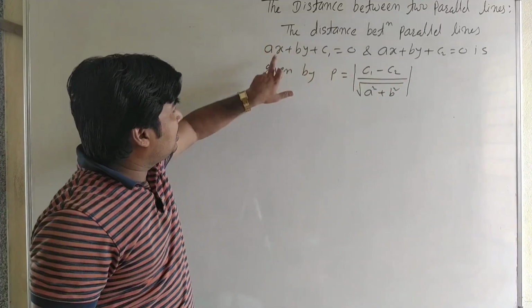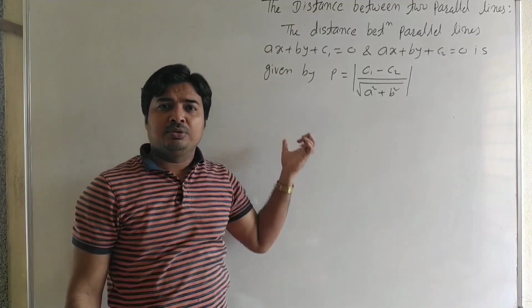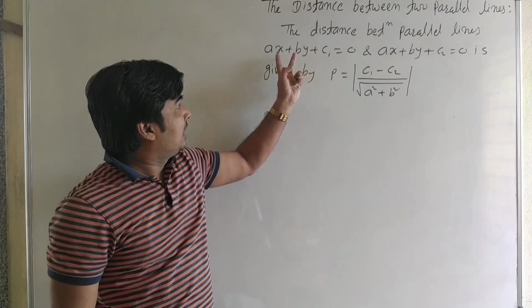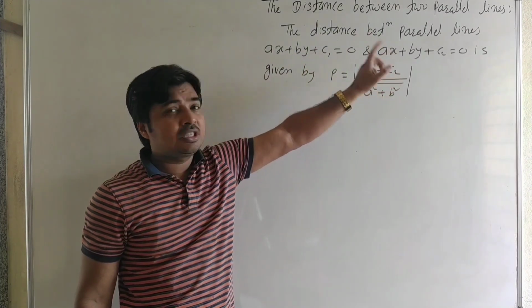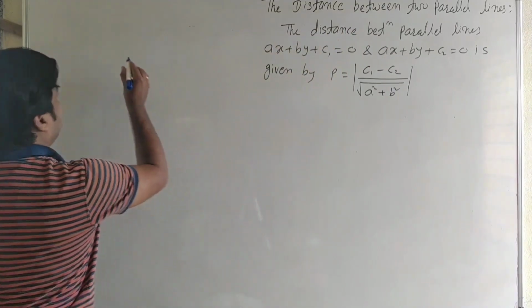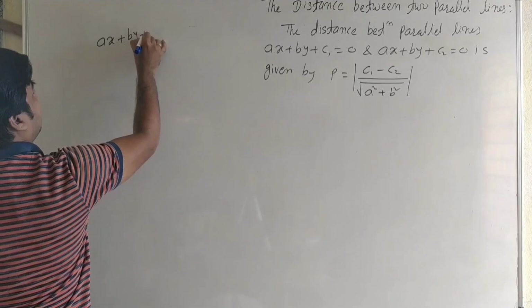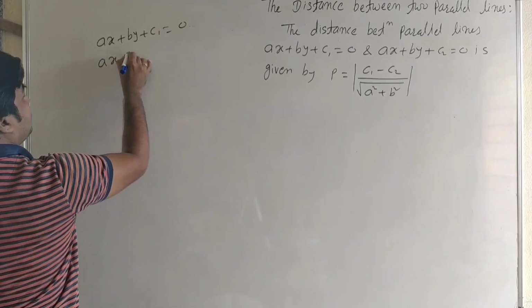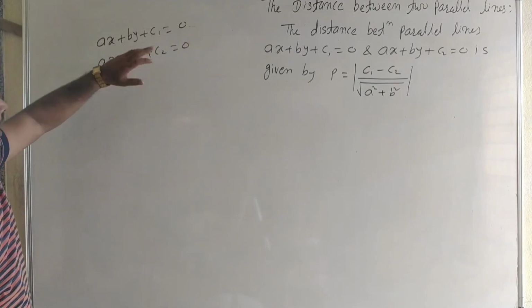Now these are the two lines which are parallel to each other. We know that if two lines are parallel, their slopes are the same. Here ax plus by plus c1 equal to 0 and ax plus by plus c2 equal to 0, both lines having the same slope.